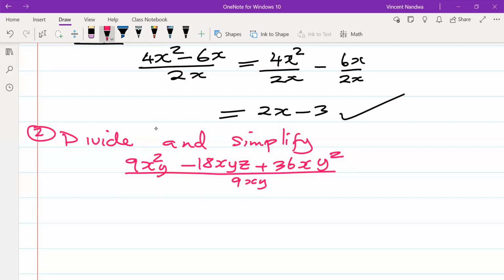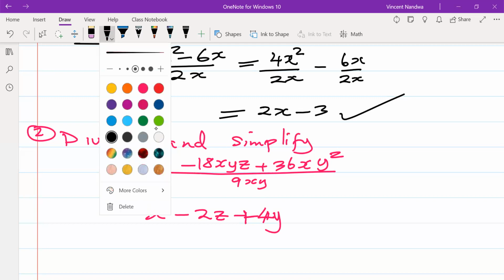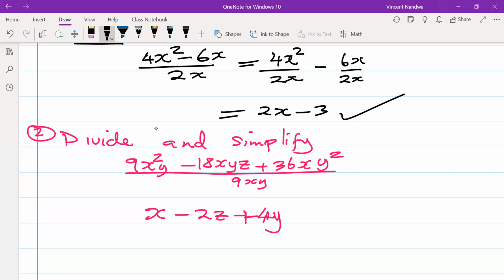What do you have? x minus 2z. Let me confirm for you. x minus 2z plus 4y, correct? Yeah, that's correct: x minus 2z plus 4y. George, do you have the same answer or do you have a problem solving that? George is not inside. Okay, fine. Let's go to the next problem.